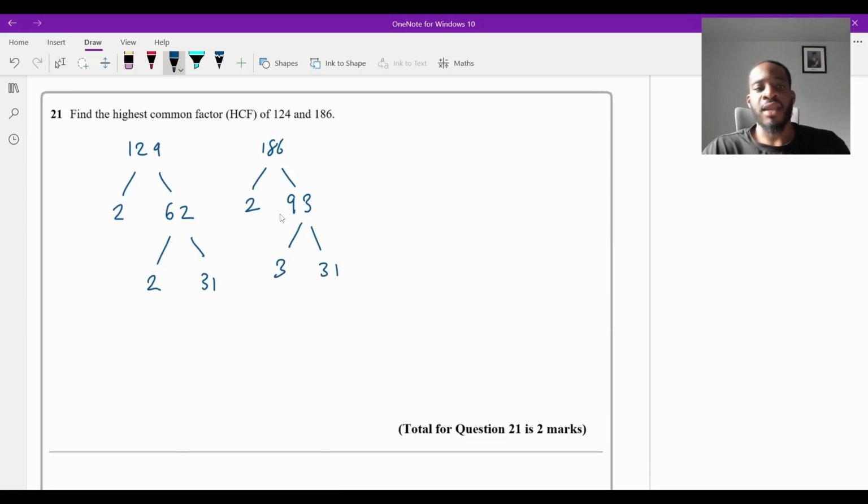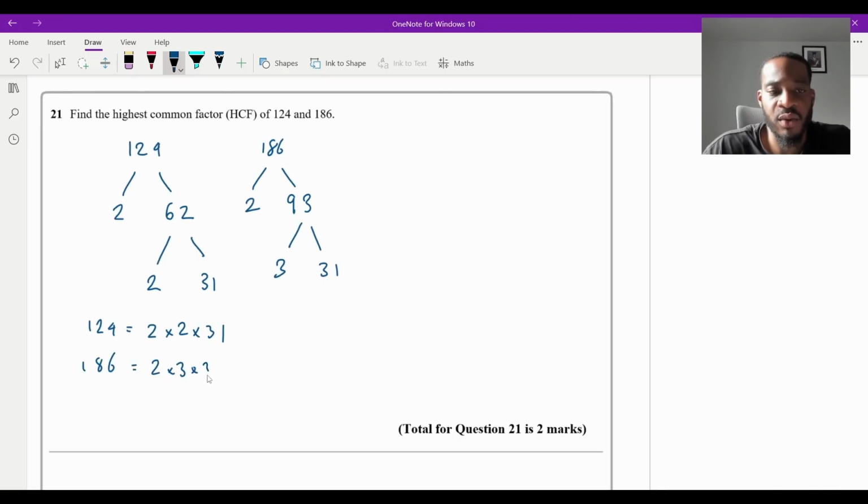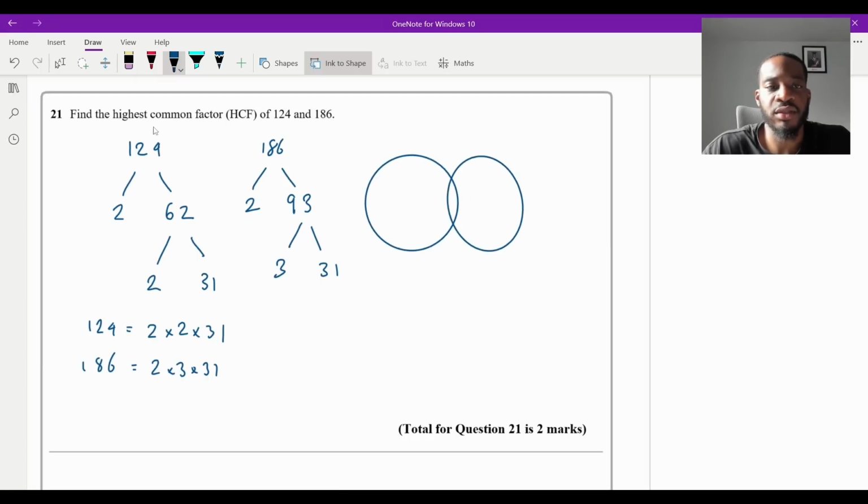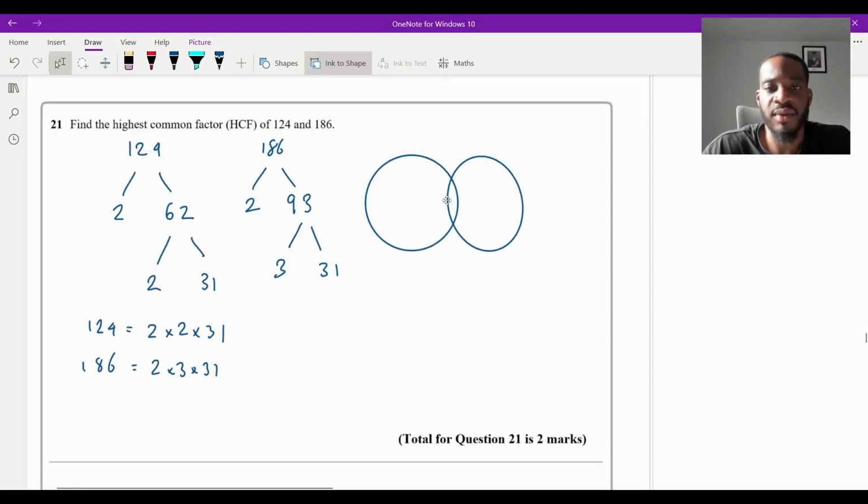Now that we've got our factor trees, let's write these in prime factorization form. 124 is 2 times 2 times 31, and 186 is 2 times 3 times 31. Now, to find the highest common factor, all you're going to do is draw a Venn diagram with your two numbers. So let me just bring this in a bit. Whoops, let me bring this in. Perfect, okay? And then now, it's going to be 124 there. It's going to be 186 there.